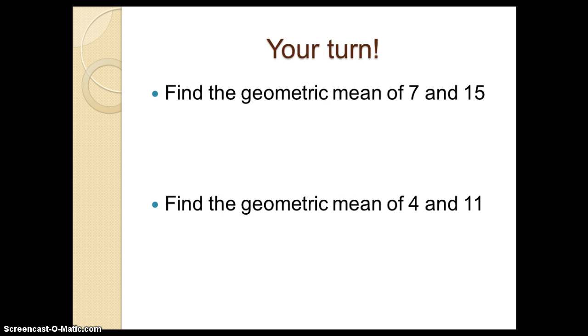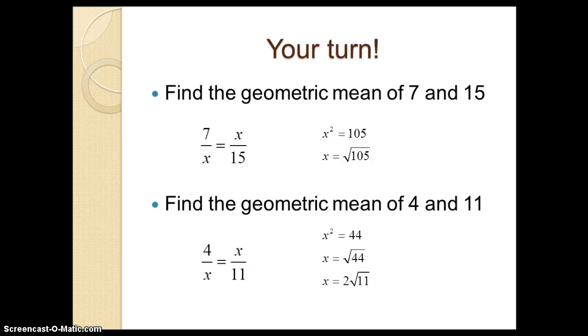Your turn. Pause the video, find the geometric mean of 7 and 15 in simplified form, and 4 and 11. When we find 7 and 15, we get x equals the square root of 105. And for 4 and 11, x equals the square root of 44, or 2 square root 11.